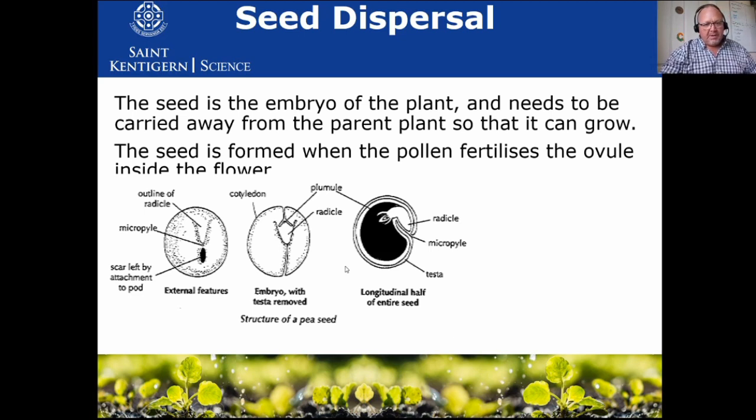So we have the seed cover, and the seed cover is called the testa. Have you ever had a peanut with some peanut skin on it? That's called the testa of the peanut. Okay, embryo with the testa removed. There, the testa is still on. Then we have this area here, and that area there is called the cotyledon.